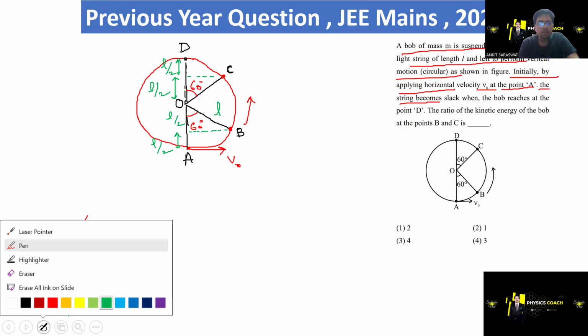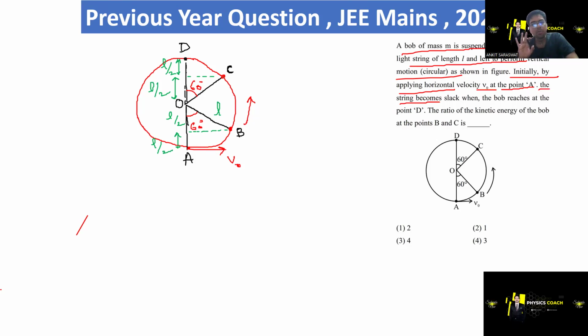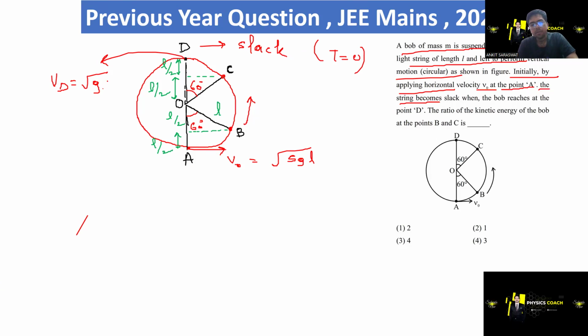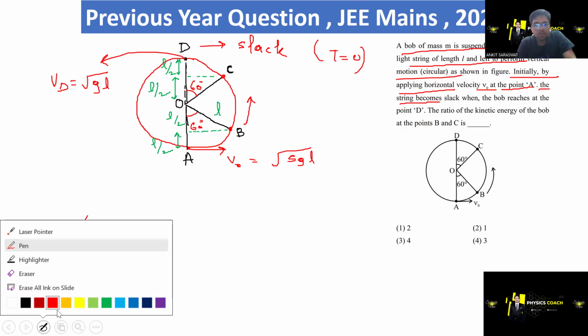Okay. Now we need to find simply, the concept you should know. Here the string becomes slack. The condition is given in this question that here the string becomes slack. Slack means tension becomes zero. And it is possible when this V naught is root 5 GL. Here velocity is root 5 GL. And what is the velocity at point D? It is root GL. Now accordingly, we will solve. Now it is a very easy question.